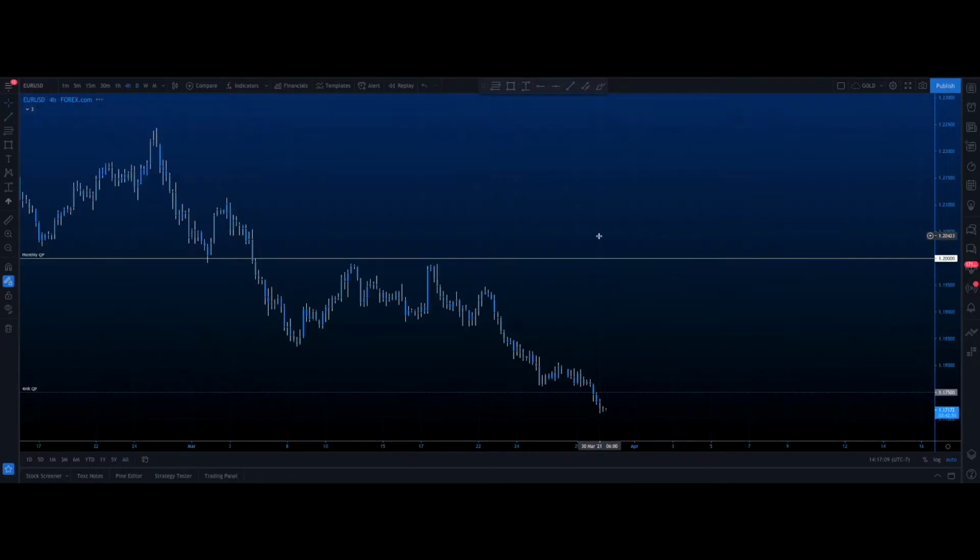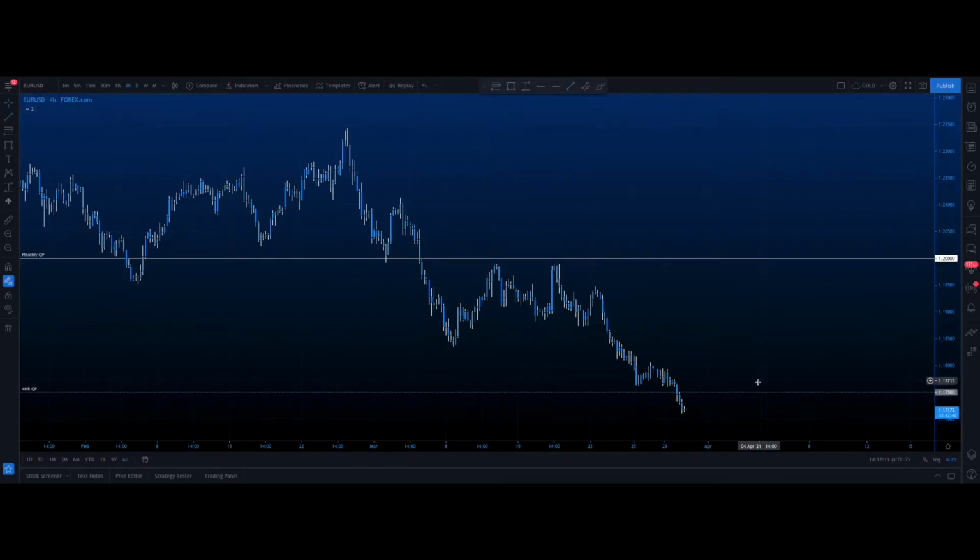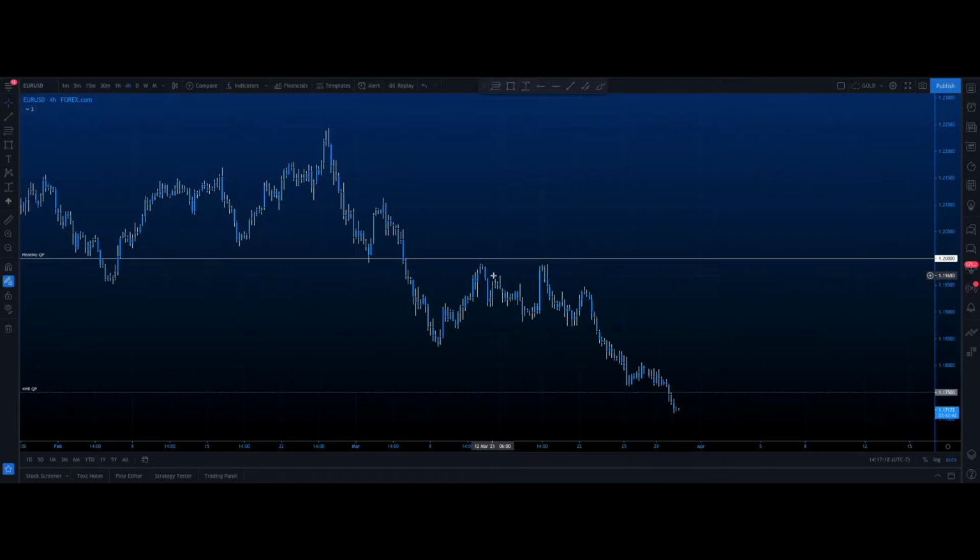So moving down to the 4-hour time frame, you get to see a little bit more detail the lower you go on the time frame, obviously. This was last week, and we made a double top, is what a lot of people call this, and we've been on a steady move down.